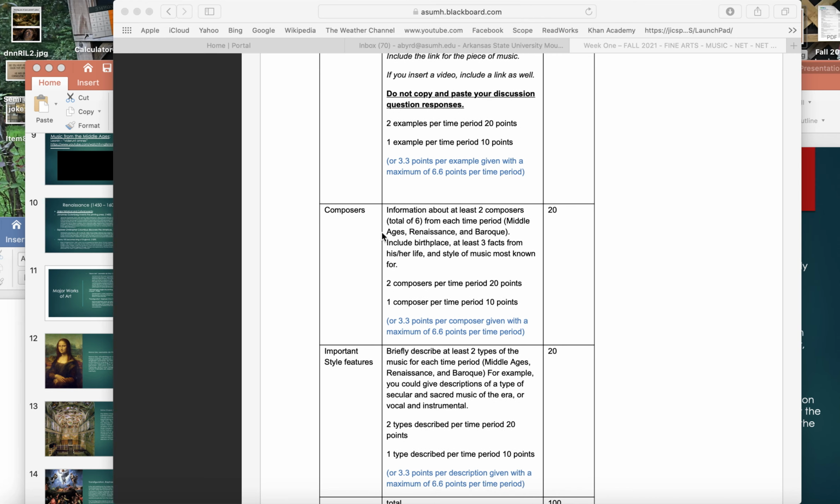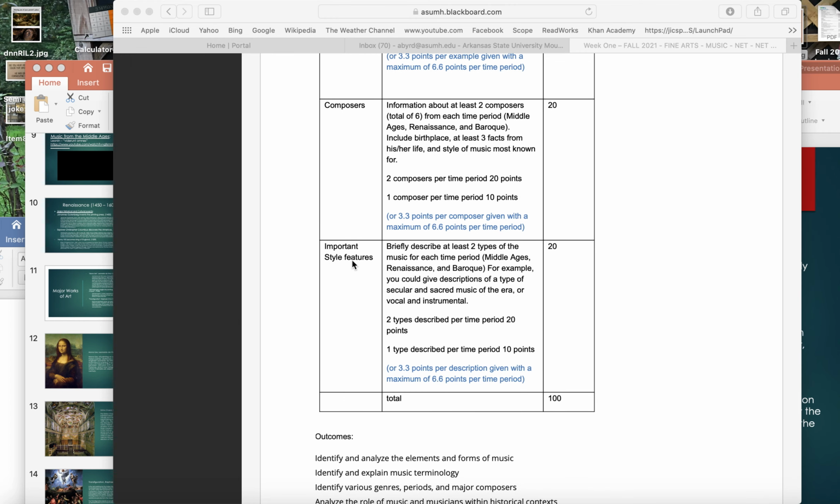You're going to have information about 2 composers per time period. Make sure you include their birthplace and at least 3 facts about his or her life. And then also the style of music for which they're most known. So like if you were talking about Verdi, you would definitely mention opera and so on.